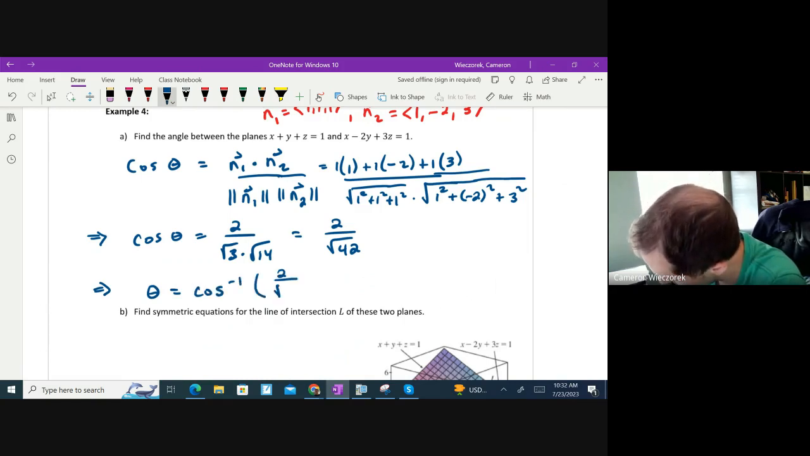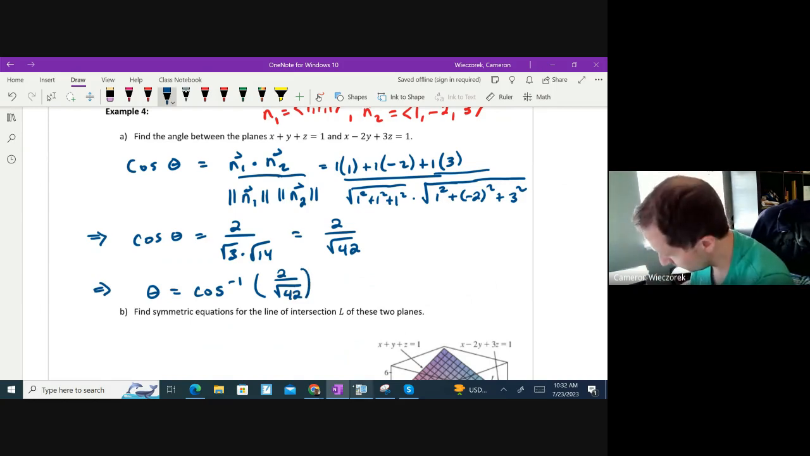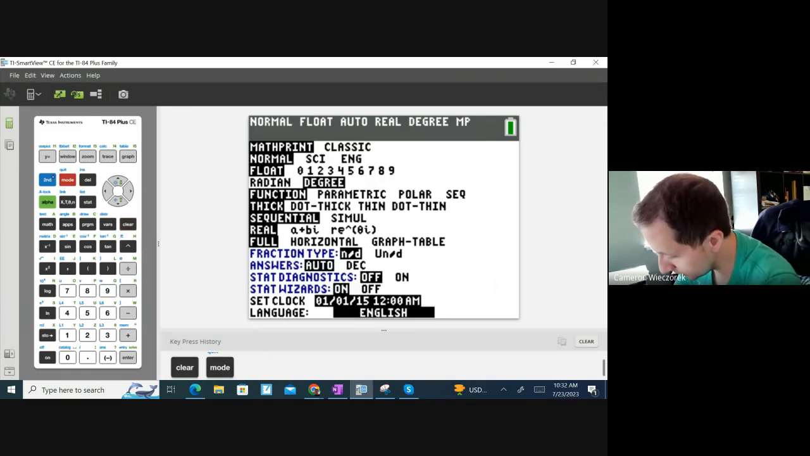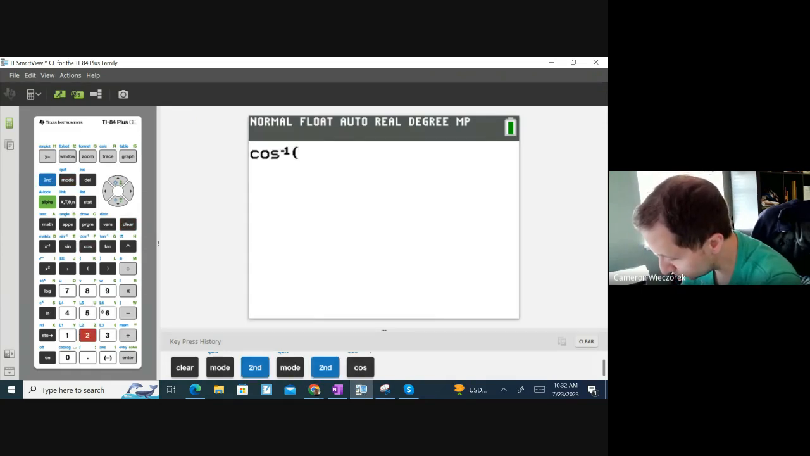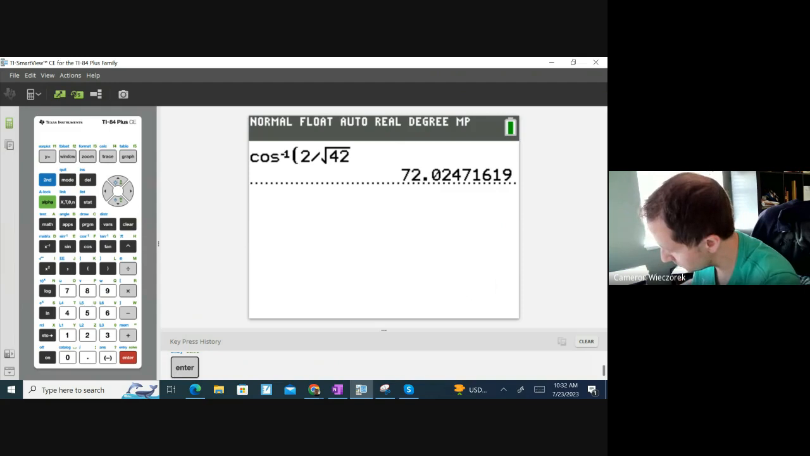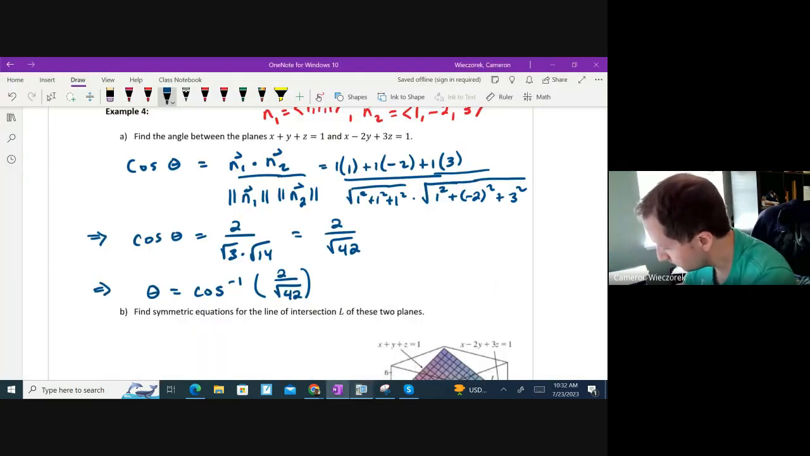I'm going to give it in degrees. It didn't specify. On a quiz or test, I would let you know what I want. So if I put this in my calculator, let's see if I'm in degree mode. I am. Second cosine of 2 over rad 42. I'm going to round to the nearest whole number. Gives me an angle of about 72 degrees. And that is an acute angle, so that is the angle we want. If it was obtuse, again, we would want to subtract from 180. So this is about a 72-degree angle between the planes.